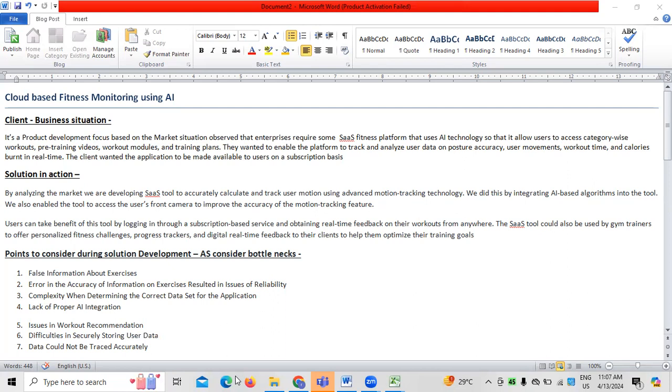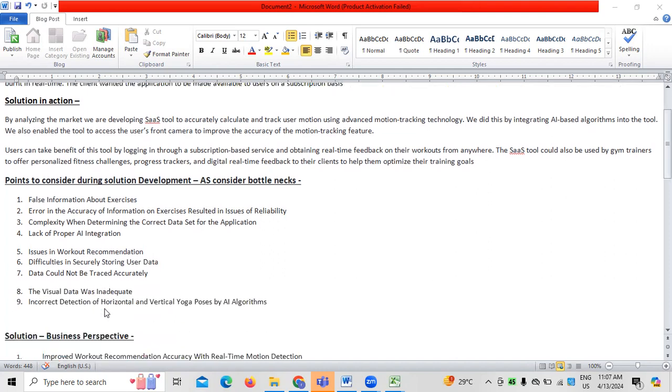In this regard, whenever we are working on an application or a case study, here I am going to explain the case study, which will be categorized into different parts. One is that we should know about the business situation first. Second, what solution in action is to be taken, which will be covered at the next level. Next, what are the points to be considered during the development, meaning what kind of bottlenecks we have addressed, etc. That part we discussed.